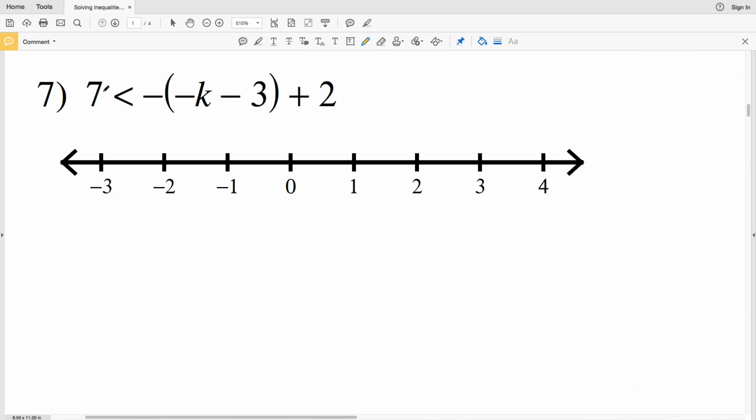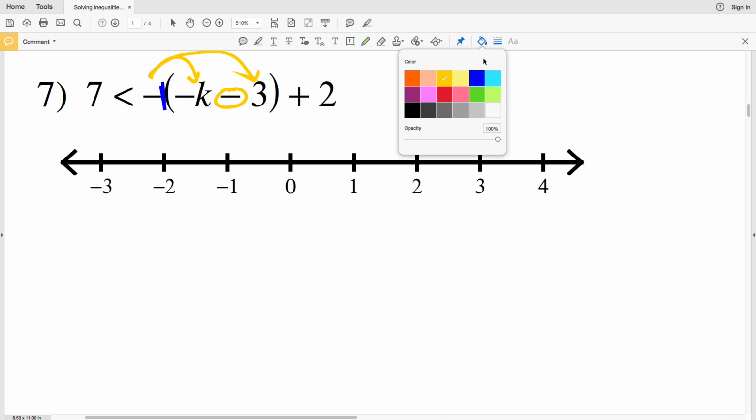In number 7, we have 7 is less than negative, or the opposite, of negative k minus 3 plus 2. So essentially when we have the opposite of a polynomial, in this case a binomial, we're distributing that negative, which we can think of as a negative 1. So I'm going to distribute the negative 1 to the negative k and to the 3 with subtraction in between.